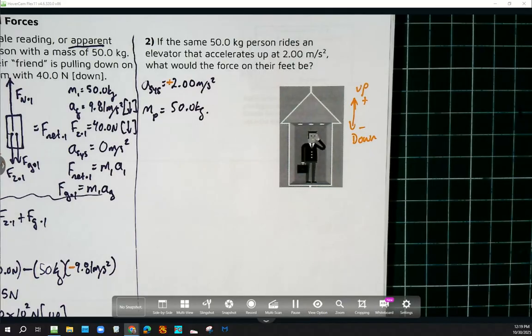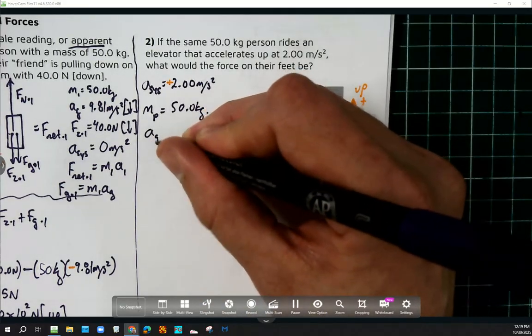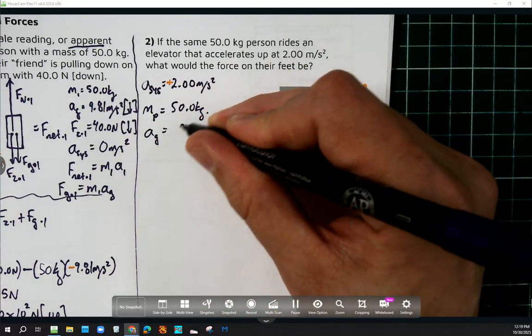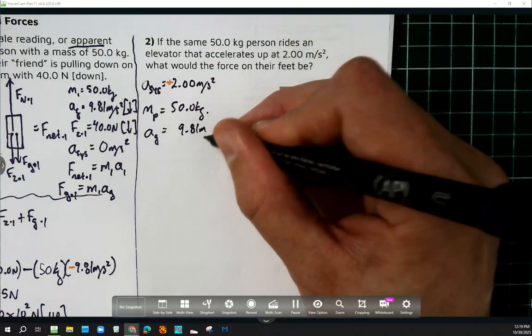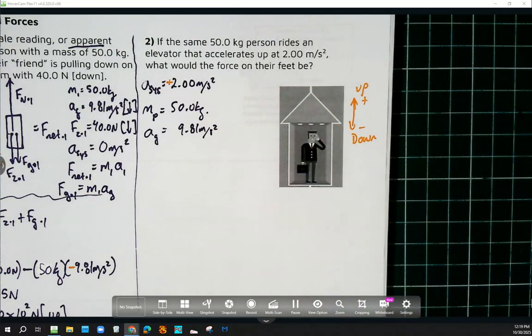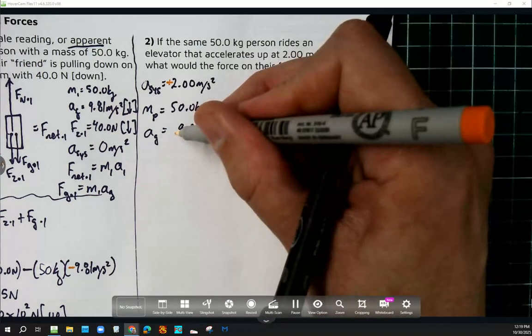What else do I know? Well, this person is probably on Earth. That's a reasonable assumption. So acceleration due to gravity is going to be 9.81 meters per second squared. Positive or negative? Negative. Let's throw a negative sign in front of that too.